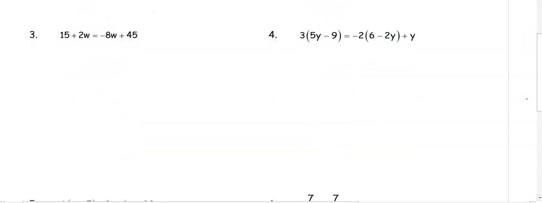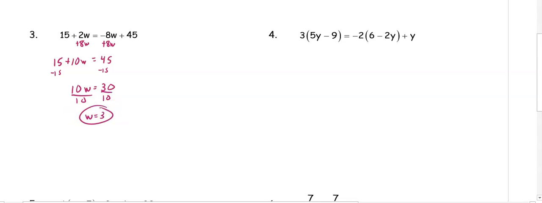Again, in number 3, we have a variable on both sides. So to get the variable on one side, this time the -8w is smaller, and it's negative, so we are going to add 8w to both sides. 15 + 10w = 45. We're going to subtract 15 on both sides. 10w = 30. When we divide by 10, w = 3.